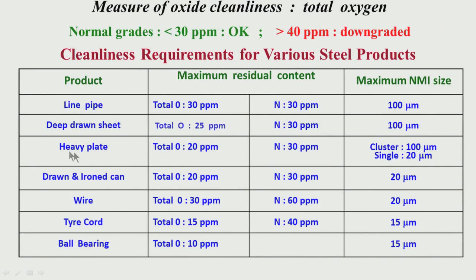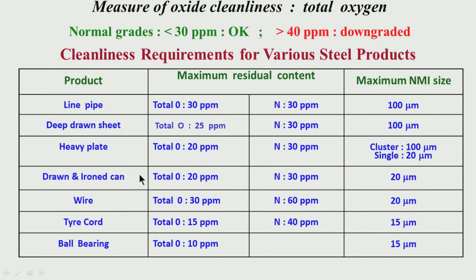Now, let us go to heavy plate. Heavy plate is important in the process industries, in bridges, in different other applications. Here you see what is the oxygen requirement. This is more stringent, 20 ppm only, nitrogen 30 ppm. The cluster of inclusions is important here, 100 micron, but for a single inclusion it is only 20 micron. So, that means the requirements are stringent for heavy plates.